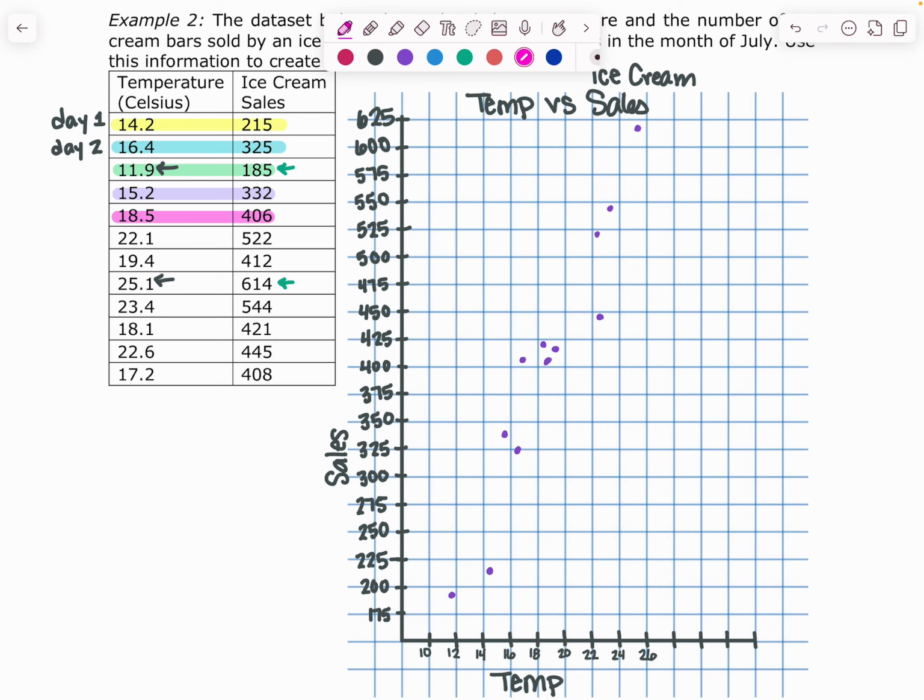Now I could say that the direction is positive, or positively associated. I could say that the form appears linear. It looks like my dots are going in a straight line. I don't see any obvious curves, and I don't see any super obvious clusters. I do kind of have a little cluster here in the middle, but it's not like I have a cluster at the bottom and a cluster at the top. So it appears linear.